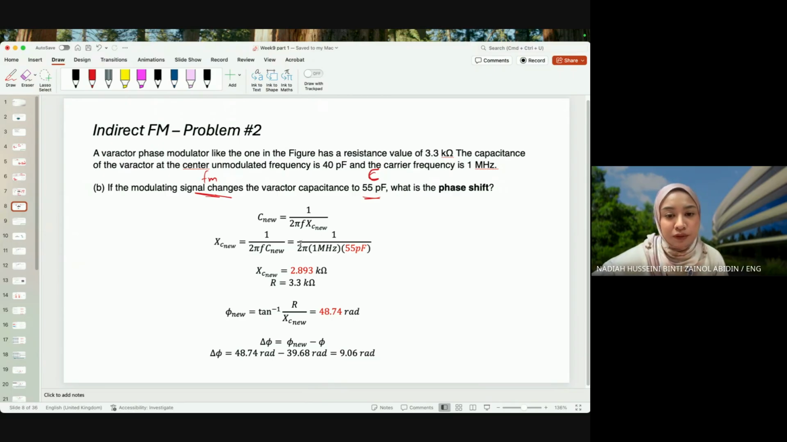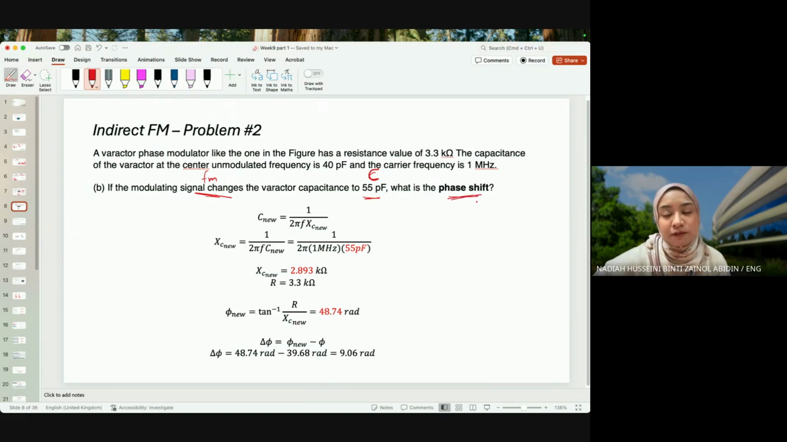So this is all new. 1 over 2 pi, 1 megahertz, because this is still the resonant frequency, and we are changing it to 55 picofarad. So now the XC new is 2.893, and the R is the same because R does not change. Only the varactor is changing the capacitance value. So the phi new, or the new phase angle, is R over XC new, and you will get this new value. Okay. So now what is the phase shift?